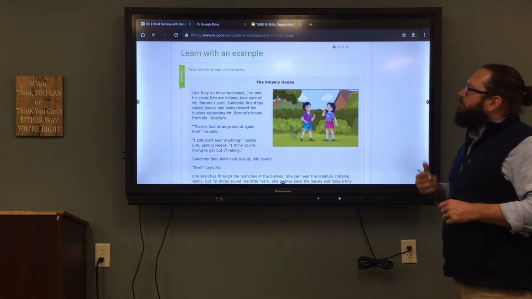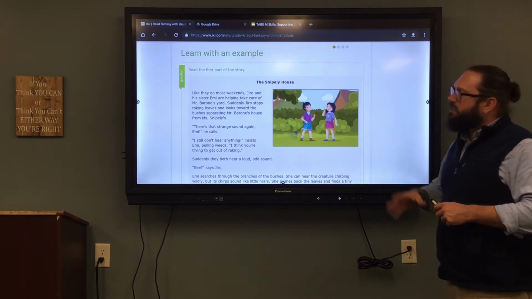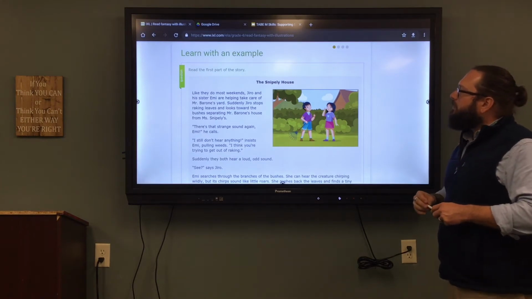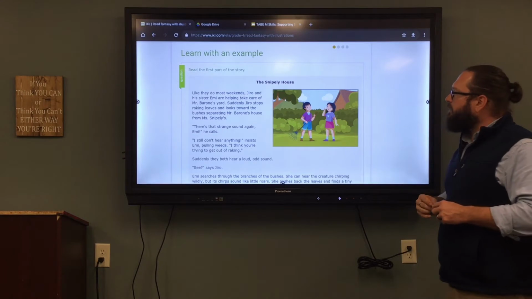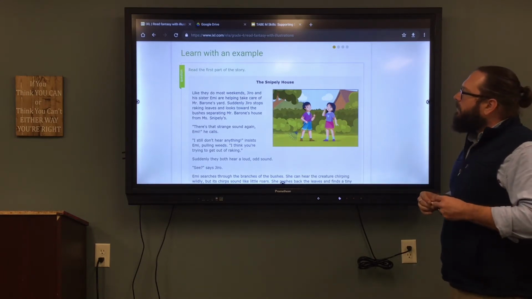In this example, we have a snippet of a story called The Snipely House. So let's go ahead and look at this example and see if we can answer the question that we're asked to identify as we read the story.